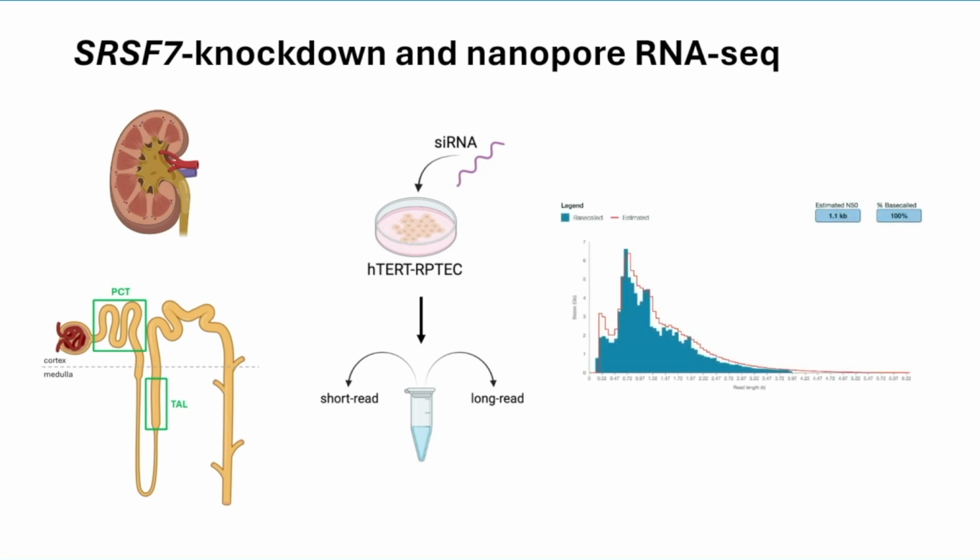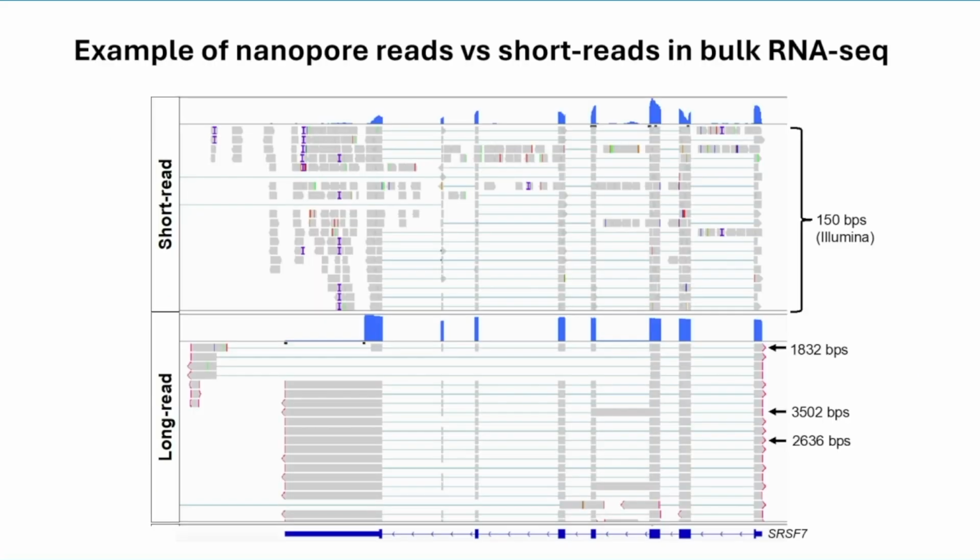And I just want to show an example of what comes off the sequencer. This is showing the distribution of read lengths from this experiment, up to like 4 kb. So we see that we do indeed get long reads from this. And then after aligning and putting it into IGV, we can compare and see the differences between short and long reads.